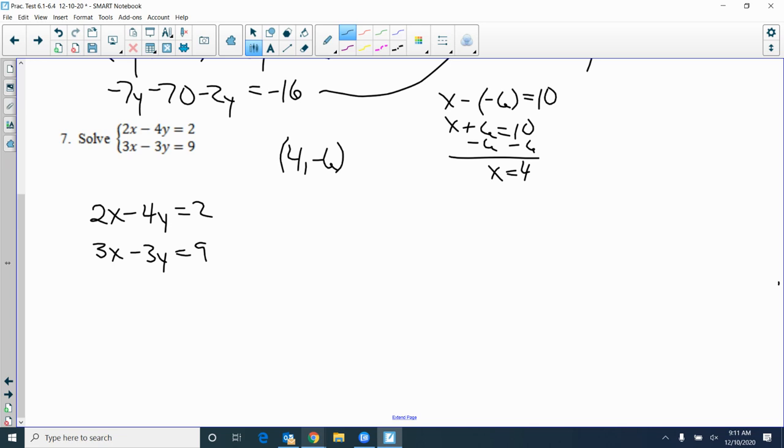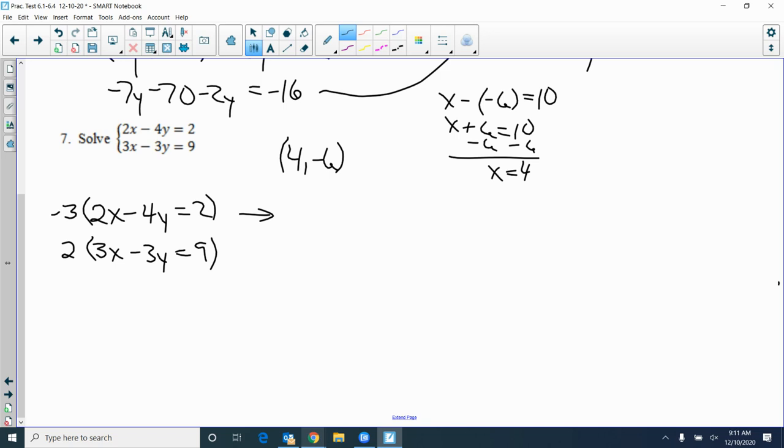Christian, do you want to eliminate stuff here? Yeah, I would eliminate. So I don't have anything the same, so I'm probably going to have to multiply both of these by something. What should I multiply them by? The first one by -3. All right, let's do the first one by -3, and then the second one by 2. By just positive 2? Yeah. Are you trying to eliminate the x's? Yeah. Okay.